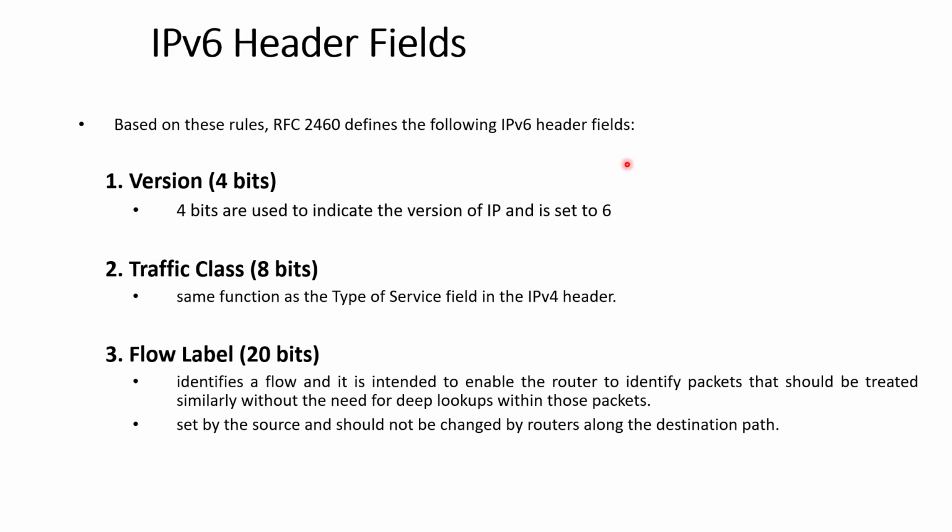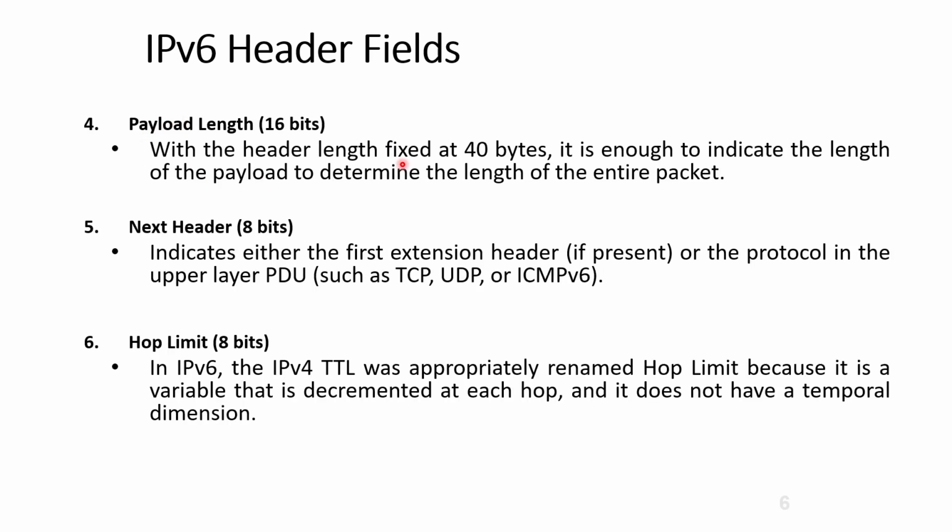Flow label. The flow label field is designed to identify packets that belong to the same flow, enabling special handling for those packets. This is useful for applications requiring consistent performance, such as streaming media. Payload length, 16 bits. This field indicates the length of the payload that follows the header, measured in bytes. It helps routers understand how much data to expect in the packet.